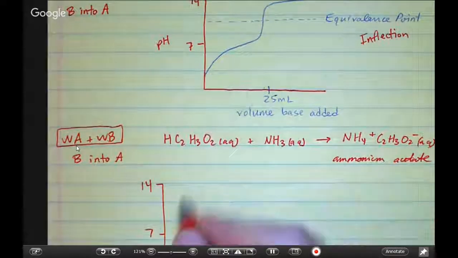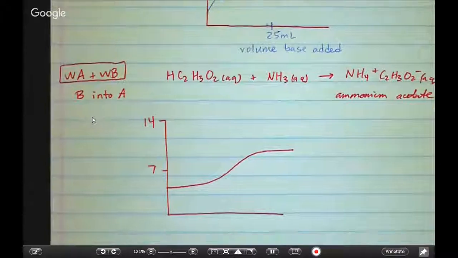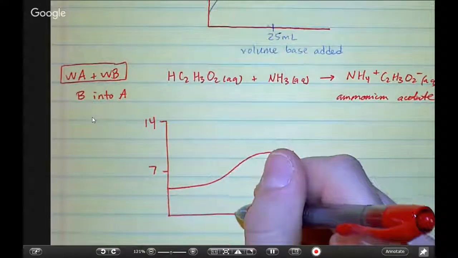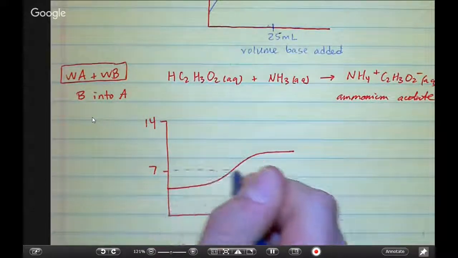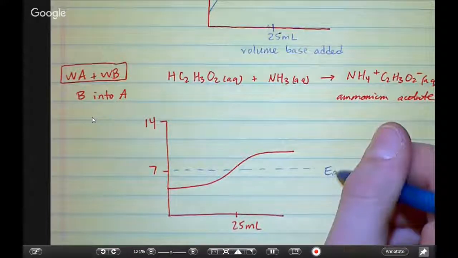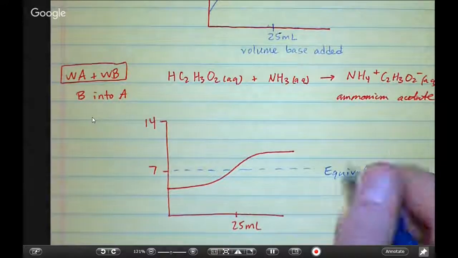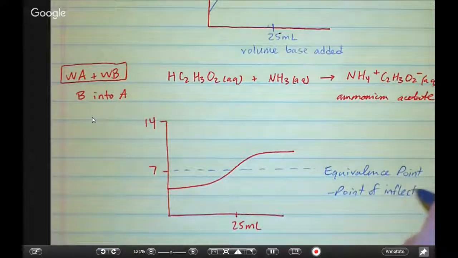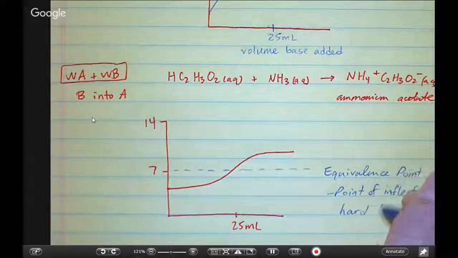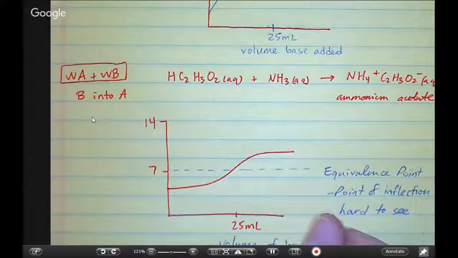So in this case, we're going to start with a weak acid, less than 7. And we get something kind of like this, where the equivalence point is here, but it's kind of hard to pinpoint exactly where that inflection is because both are weak. So point of inflection, hard to see. Okay, and that's our volume of base added.